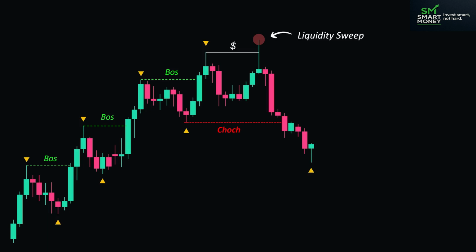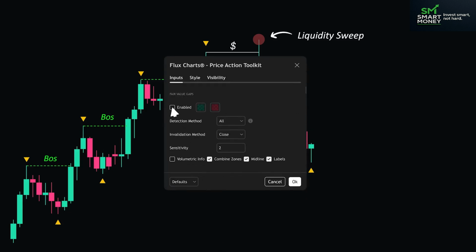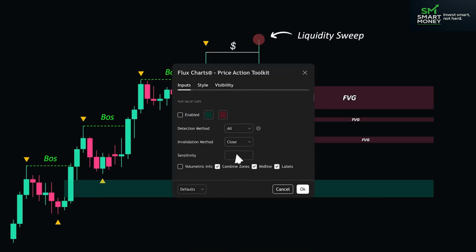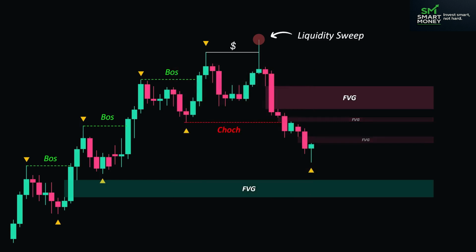The final step in analyzing market structure on the higher time frame is to identify high-quality fair value gaps to trade. So let's mark the fair value gaps using the Price Action Toolkit indicator. The indicator does a good job of marking the latest FVGs without making the chart look too messy. In the Settings tab, increasing the sensitivity filters out smaller gaps and only shows the larger ones.